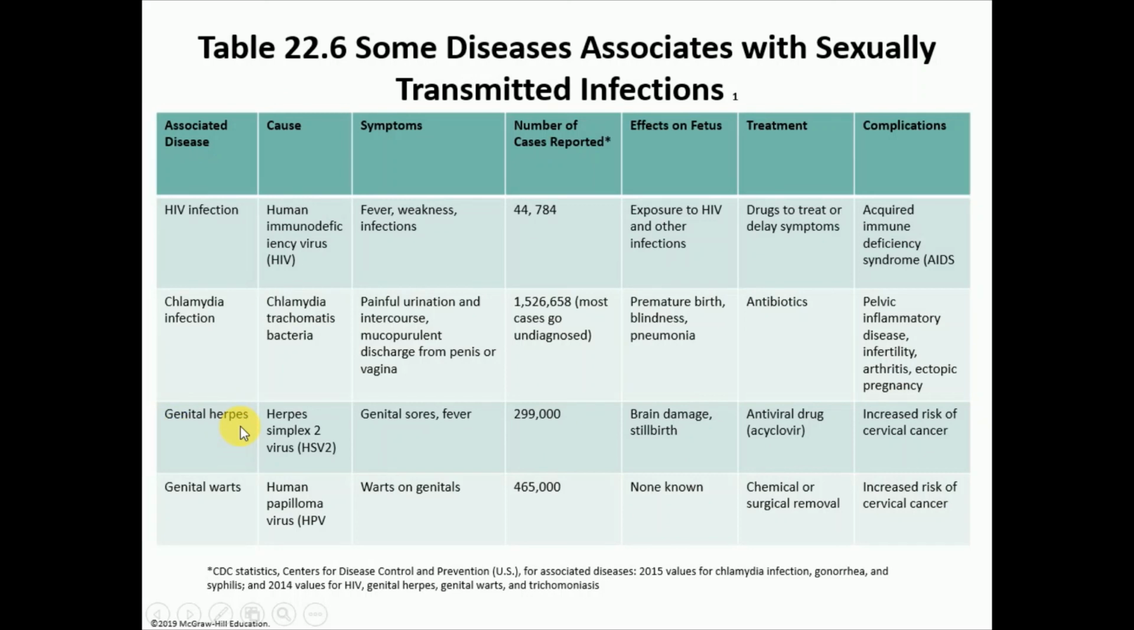Genital herpes is an infection by the herpes simplex 2 virus that leads to genital sores and fever. The effect on the fetus can lead to brain damage. It is treated by an antiviral drug, and there's an increased incidence of cervical cancer. Genital warts is caused by a virus known as the HPV, or human papillomavirus, that also increases the risk for cervical cancer. These could be either chemically removed or surgically removed, because they lead to warts in the genital area.